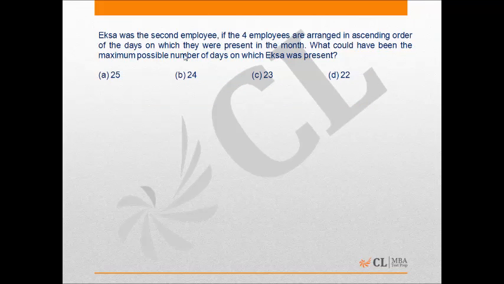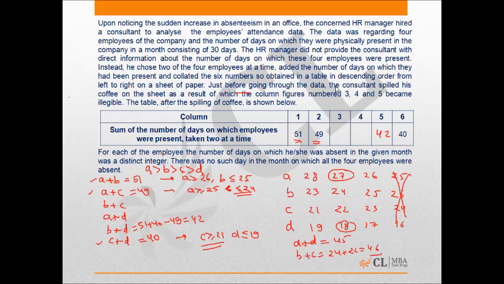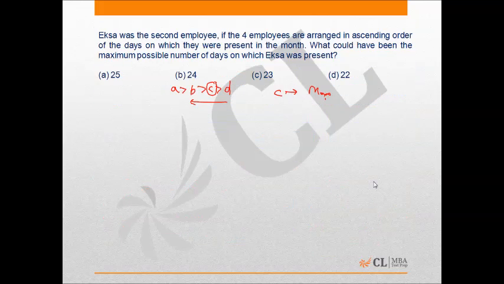The third says Exa was the second employee if the 4 employees were arranged in ascending order of the days on which they were present. I already assumed that A is more than B, more than C, more than D. And because I have arranged them in increasing order, Exa has to be present for C number of days. And I need to maximize C. So the maximum possible value of C is in the third case, which is 23. And the correct option here is option C.